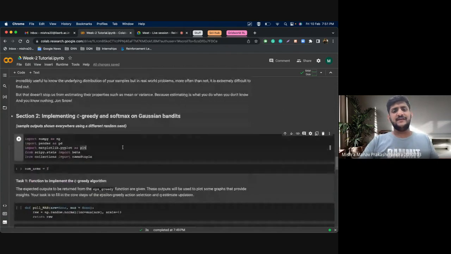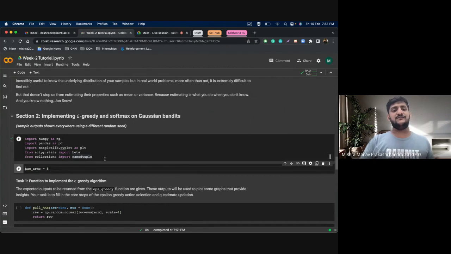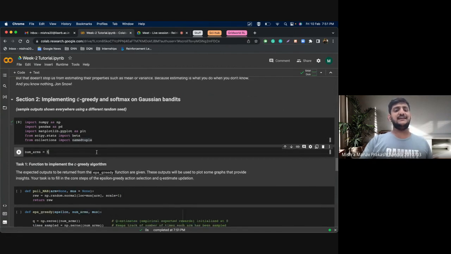So here we implement the epsilon greedy and the softmax on the Gaussian bandits. The bandits are Gaussian now. All the reward distributions for the bandit are assumed to follow a Gaussian distribution. So again, I import all the functions. I select number of arms to be 5. So my number of arms is capital K, right? When I look at the K arm bandit problem, my K is equal to 5.